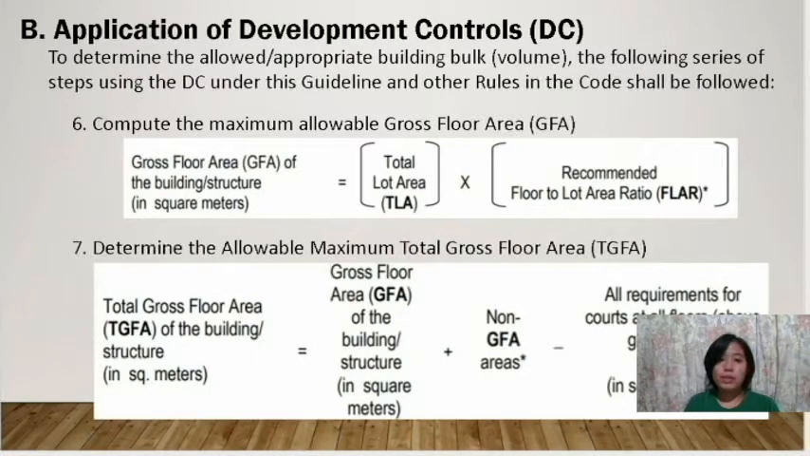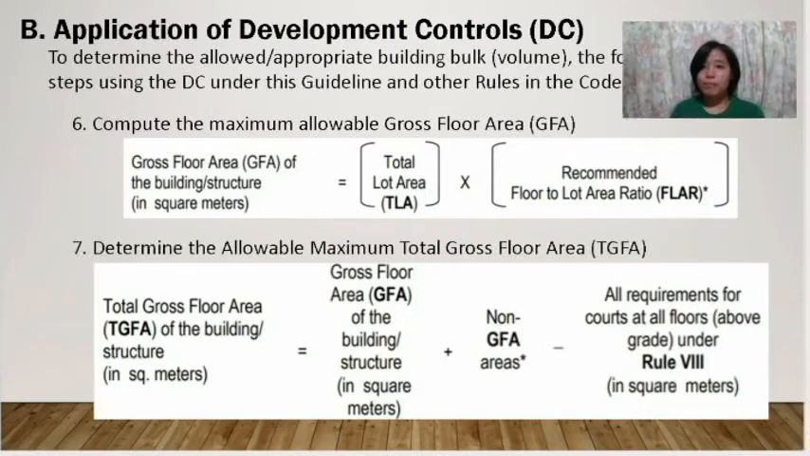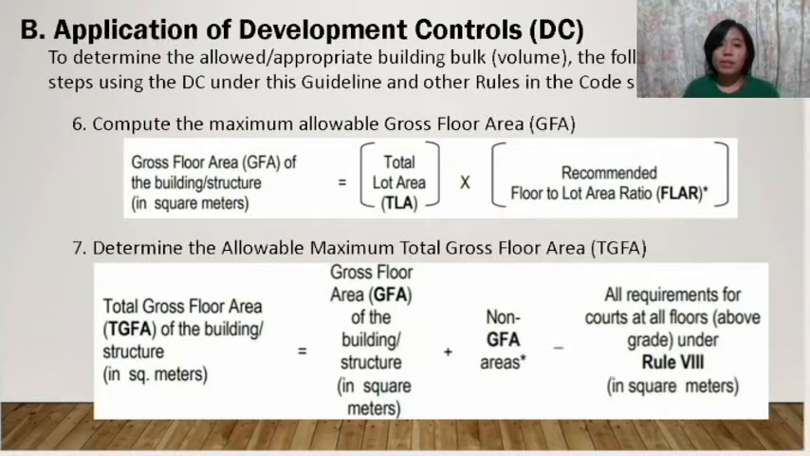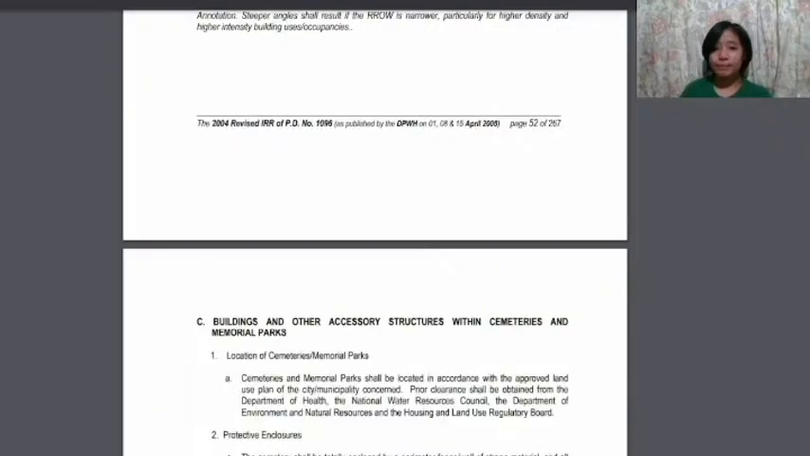Step 6, compute the maximum allowable gross floor area, GFA. So GFA is equal to total lot area, TLA, times recommended floor to lot area ratio, or FLAR. Last step, step 7, determine the allowable maximum total gross floor area, TGFA. So TGFA is equal to gross floor area, GFA, plus non-gross floor area, minus all requirements and courts of all floors under Rule 8.